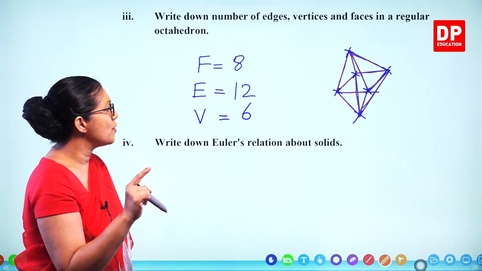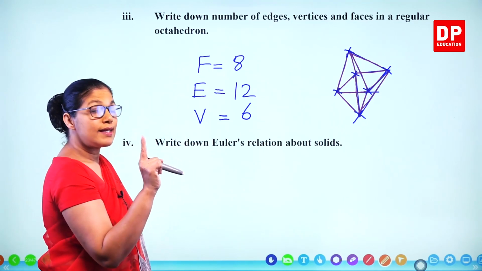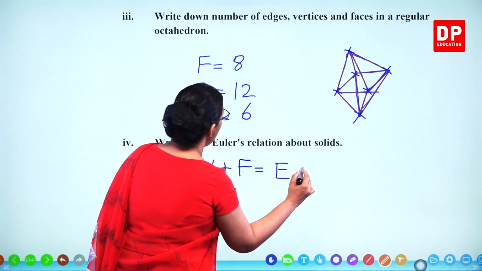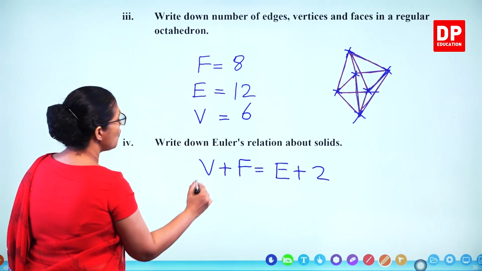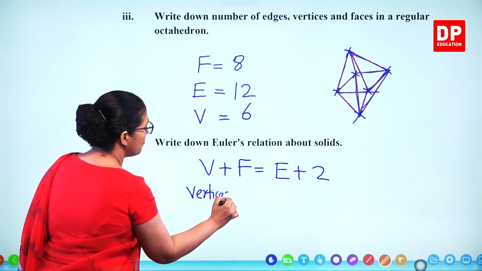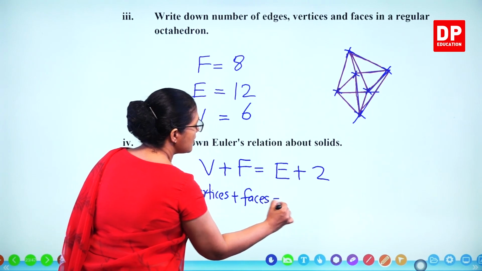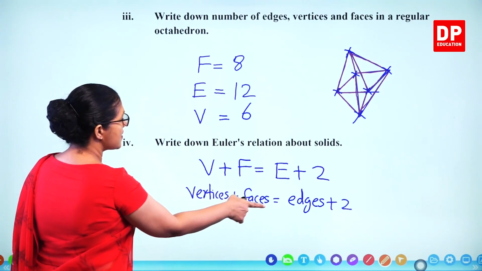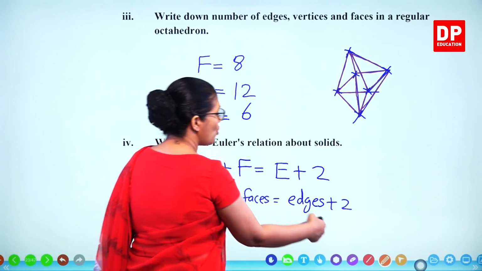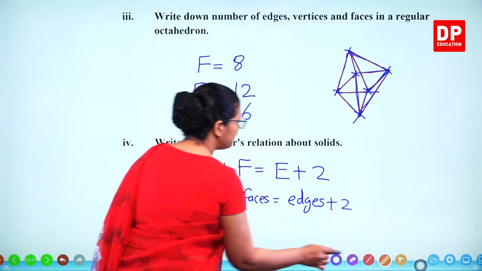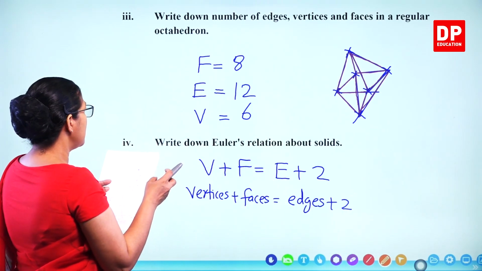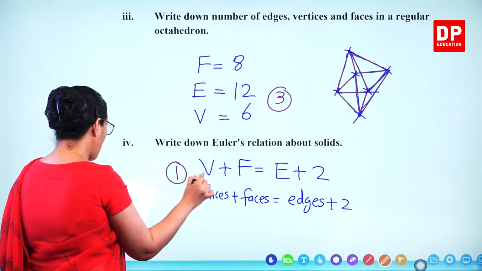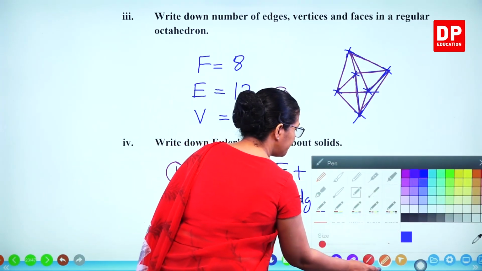Write down the Euler's relationship about solid. So what's the Euler's relationship? The vertices plus faces is equal to edges plus 2. So vertices plus faces is edges plus 2. Here also it satisfies. 8 plus 6 is this side 14. 12 plus 2 also 14. So how many marks for that? 3 marks for this and only 1 mark for writing down the equation, Euler's relationship.